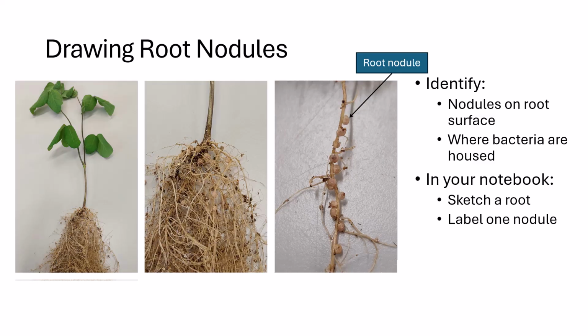First, observe the plant with exposed root nodules. Identify the nodules as the swollen structures on the root surface and think about where the bacteria are living inside the root. In your lab notebook, sketch a root and label one nodule. This will help you connect what you see on the outside to what's happening inside the root tissue.